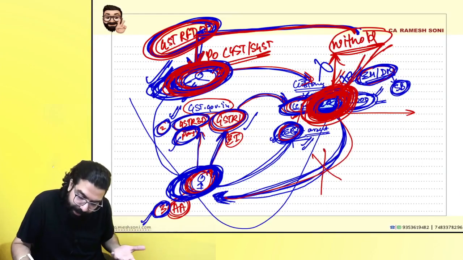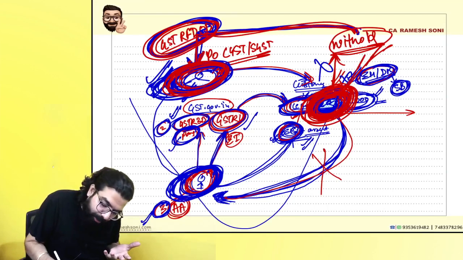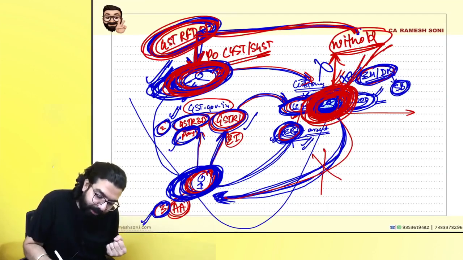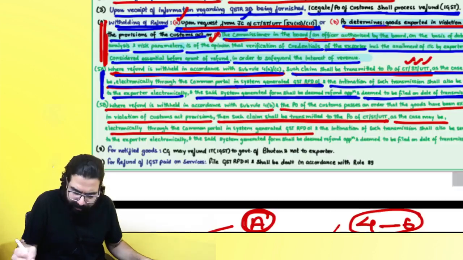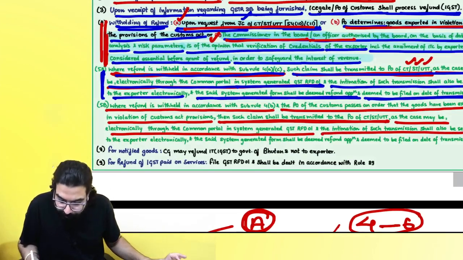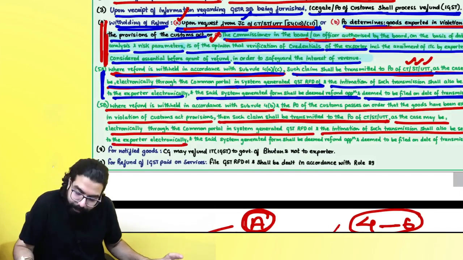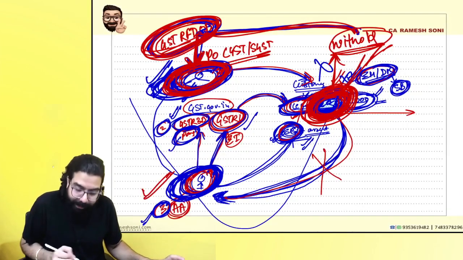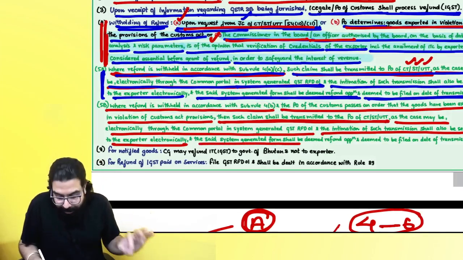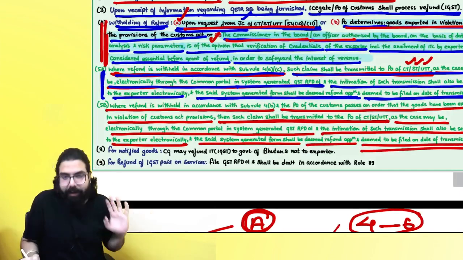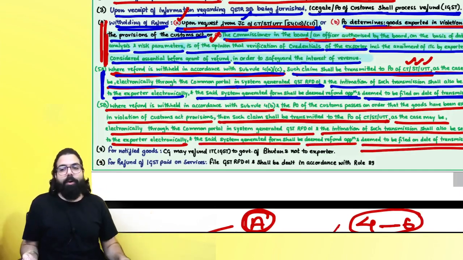Means if he is withholding also, that time also one system generated GST RFD01 will be generated, and basically intimation will be going to whom? Proper officer of GST, and the intimation shall also be sent to the exporter. The exporter will also get the intimation, and the said generated form shall be deemed refund application, and the application shall be deemed to be filed on the date of such transmission. I hope the point is clear.